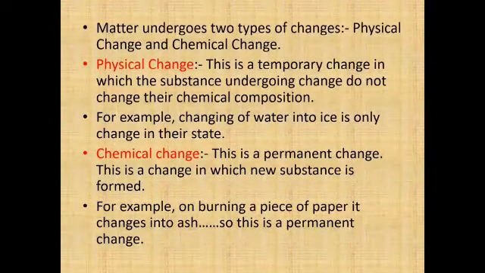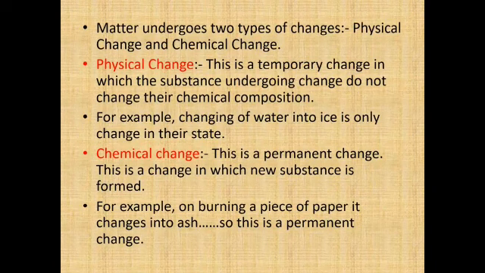Now, matter undergoes two types of changes, physical change and chemical change. Physical change. This is a temporary change in which the substance undergoing change does not change its chemical composition. For example, changing of water into ice is only a change in their state. Chemical change. This is a permanent change. This is a change in which new substances form. For example, on burning a piece of paper, it changes into ash. So this is a permanent change.